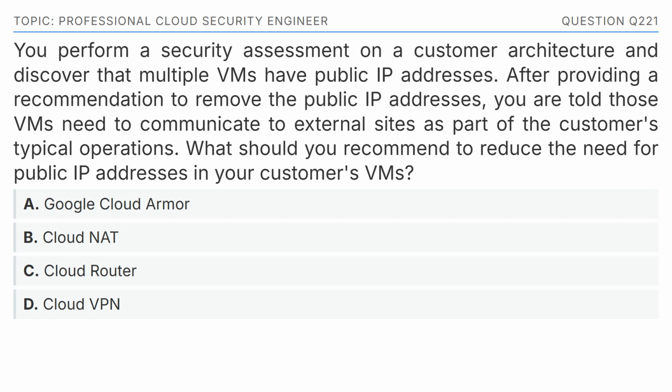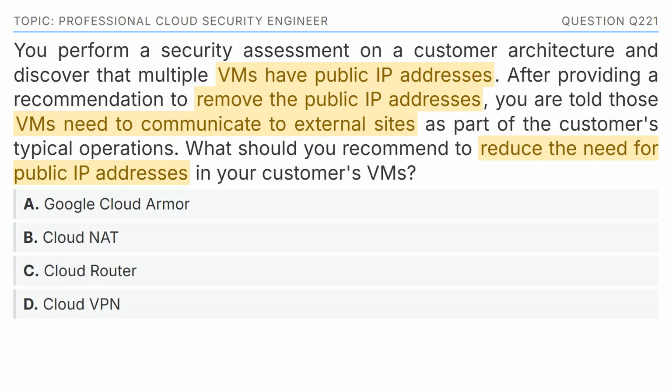The options are: Option A, Google Cloud Armor. Option B, Cloud NAT. Option C, Cloud Router. Option D, Cloud VPN. To arrive at the correct answer, we focus on the keywords: VMs have public IP addresses, remove the public IP addresses, VMs need to communicate to external sites, reduce the need for public IP addresses. The correct answer is option B, Cloud NAT.